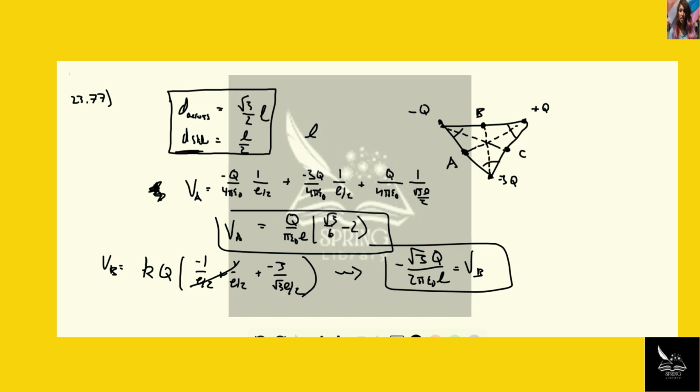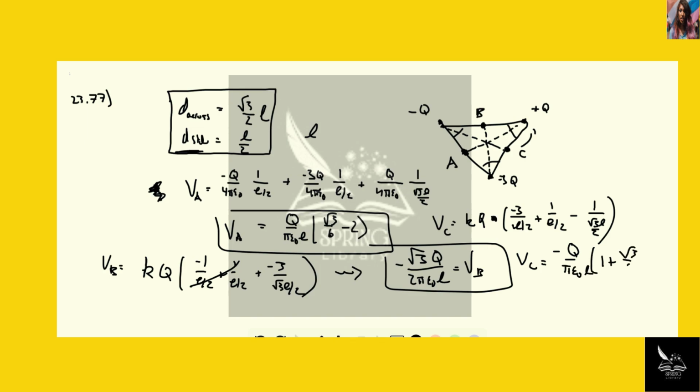Awesome. Let's do VC. I'll write it over here. And we can again pull out K and Q, times the sum of the two closest, which are plus q and minus 3q. So this is 1 over L over 2 plus 1 over L over 2. Now we have minus 1 over root 3 L over 2. And again, we can simplify this out just like we did in part A. We pull out the L's, and this comes out to be a VC of negative q over pi epsilon naught L times 1 plus root 3 over 6. Awesome. That is it.